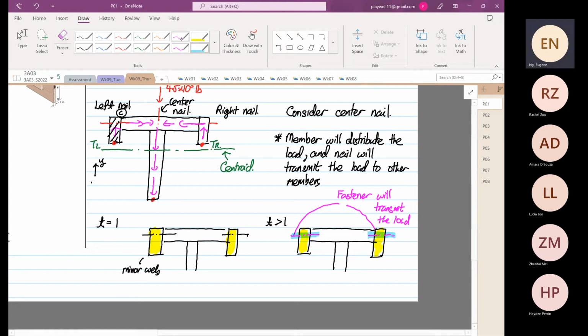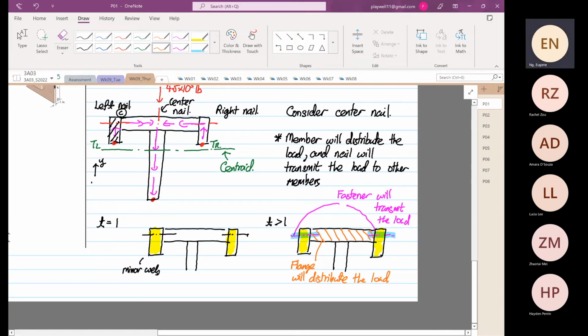Then after that, what will happen is the flange, right? Okay, the flange will distribute the load. Okay, let me, I'm just rushing, I should be patient. Flange will distribute the load.